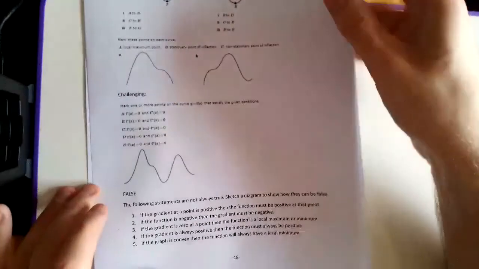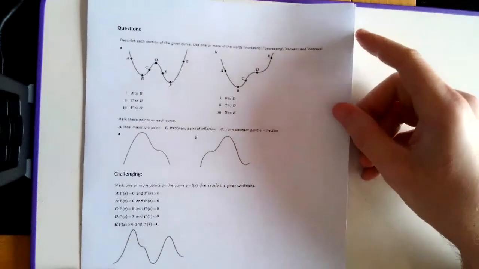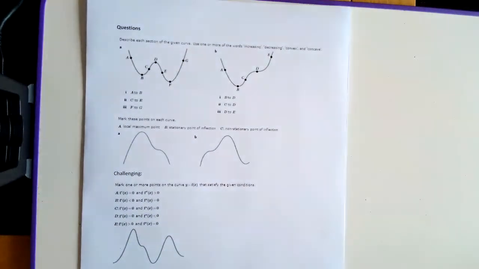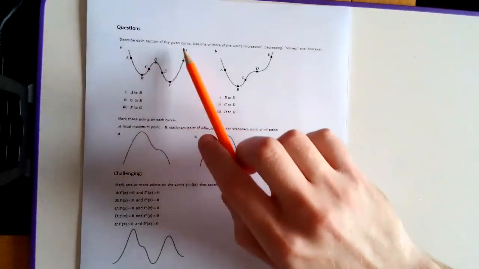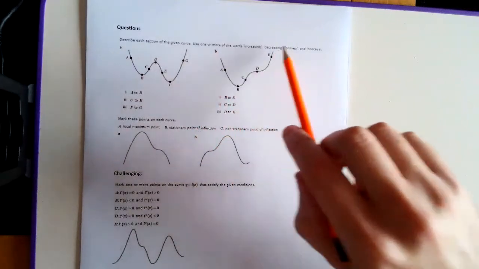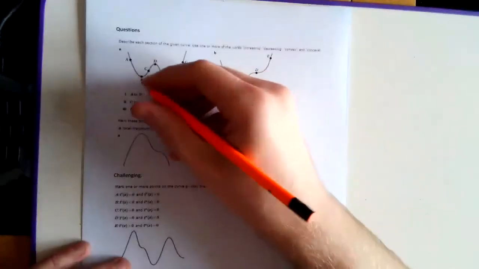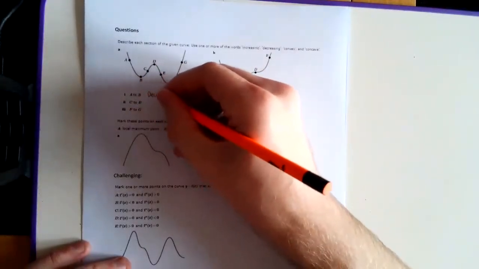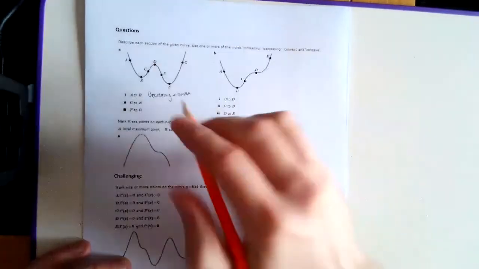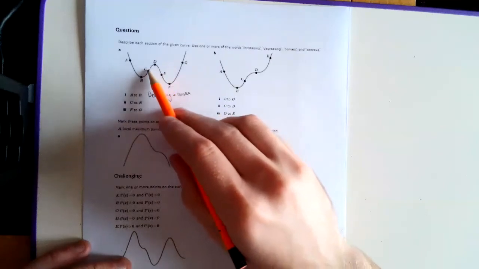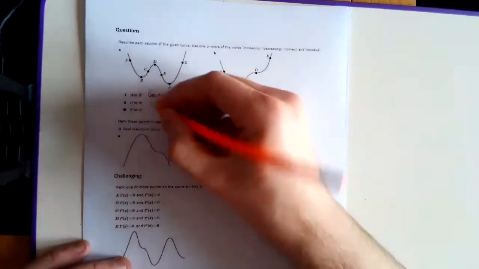Okay, so this bit I want you to have a go at yourself. So press pause, try it yourself, and then unpause to check the answers. So describe each section of the curve, use one or more of the words increasing, decreasing, convex, concave. So A to B, well, it's decreasing, and it's also convex. C to E, well, it's increasing and decreasing, so account for both of them, and that bit there is concave.